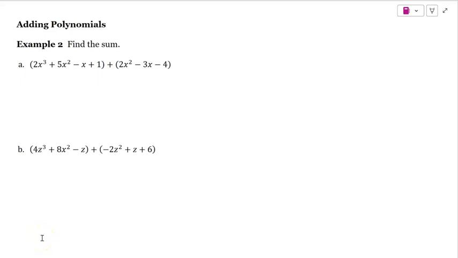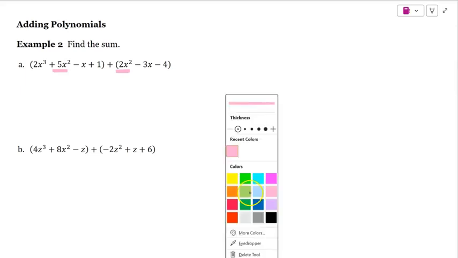Adding polynomials. When we add polynomials, we combine the terms that are alike together. Like terms are going to be ones for which the exponents on the variable are identical. Looking at example A, I can see that I've got 5x squared and 2x squared here. Those will be combined together.